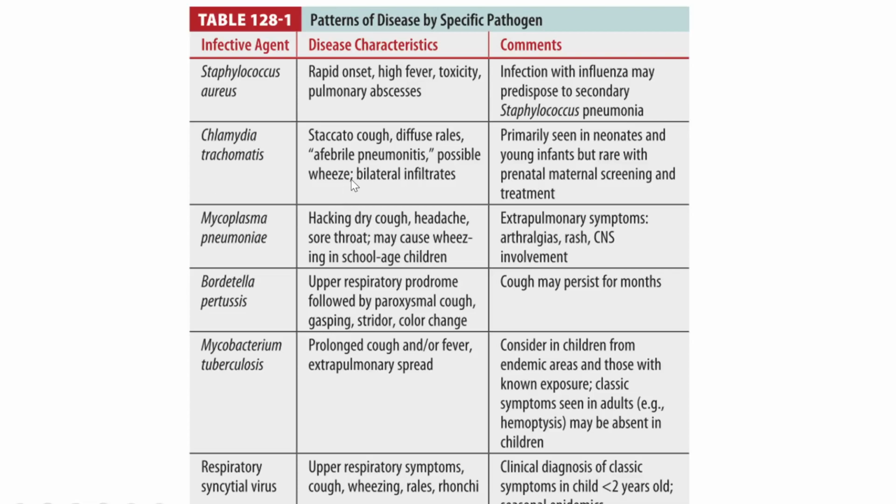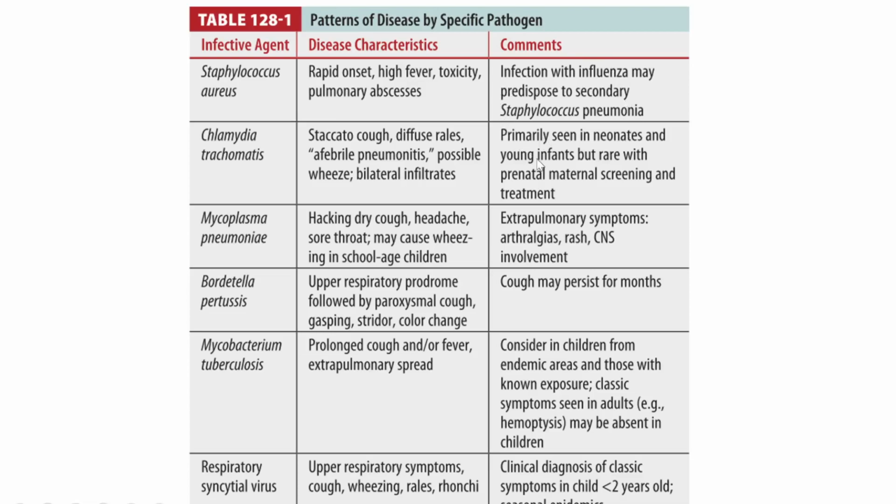And for Chlamydia trachomatis, the disease characteristics are staccato cough, diffuse rales, and febrile pneumonitis. And sometimes we see hyperinflation and bilateral infiltrates.